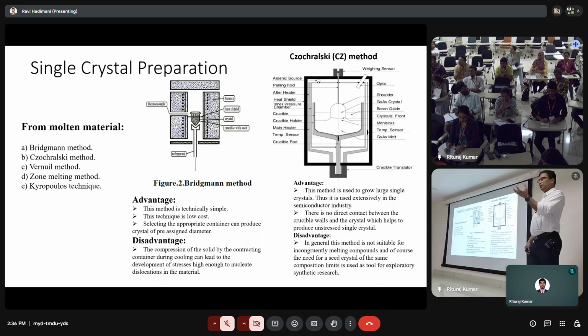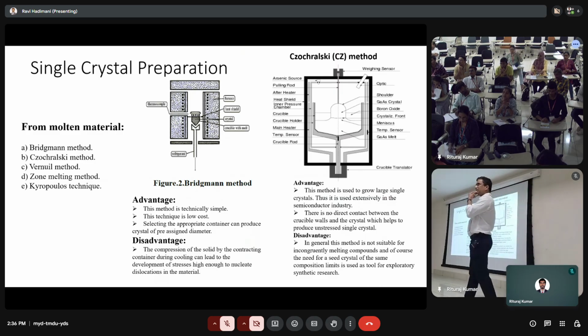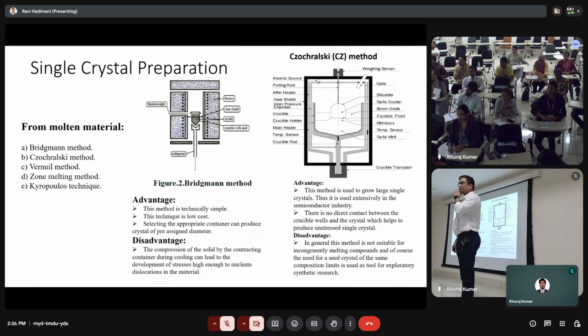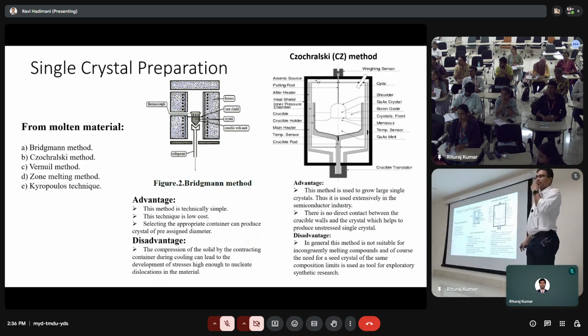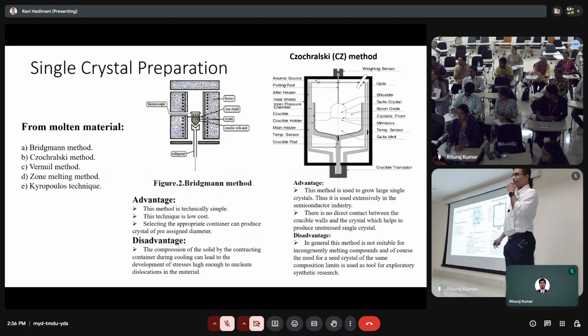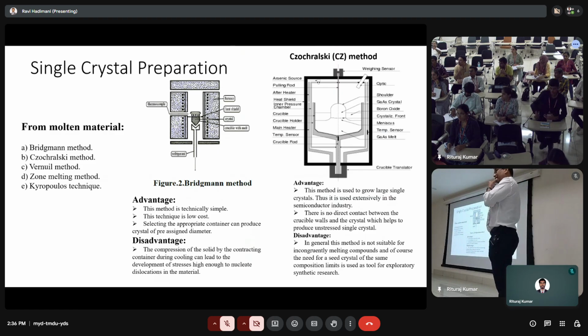Okay, so what is the difference between single crystal and polycrystalline material? We went over it quickly in the first class. We are talking about single crystal and polycrystalline, right? What's the difference? And how does it translate to properties?